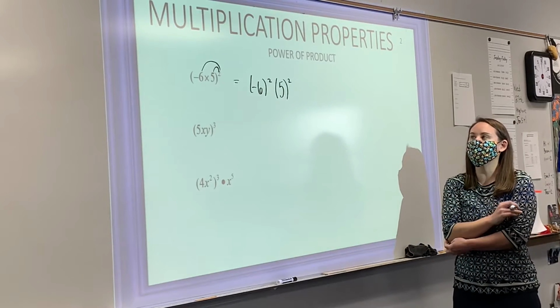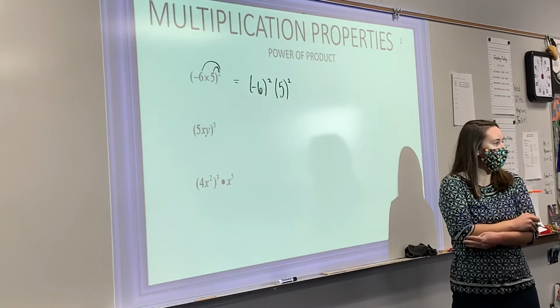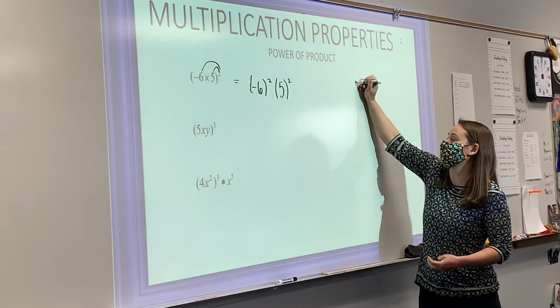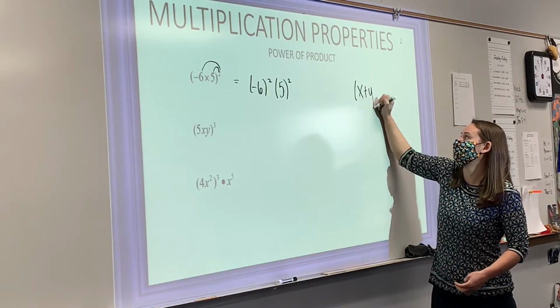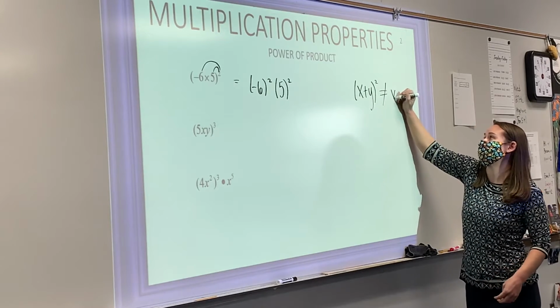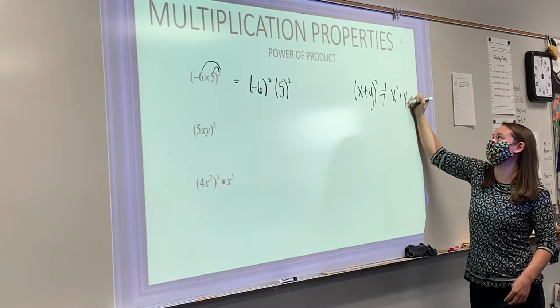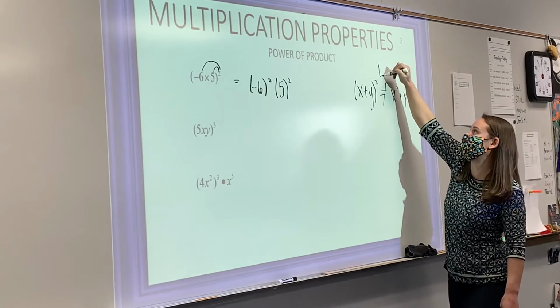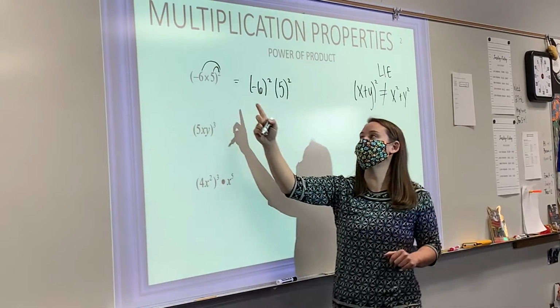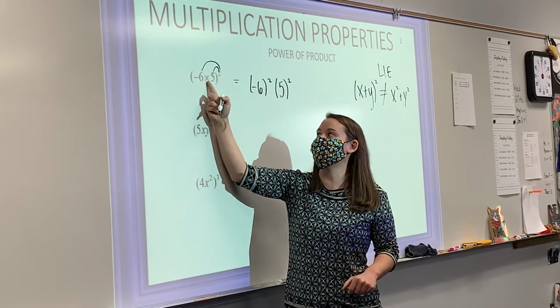And you might be saying, Ms. Sorensen, you're a liar, because yesterday you told us we can't do that. But that was with addition. If I have x plus y squared, that is not x squared plus y squared. That is not true. It's a lie. The only time you can do this distributive property with exponents is when you have multiplication.